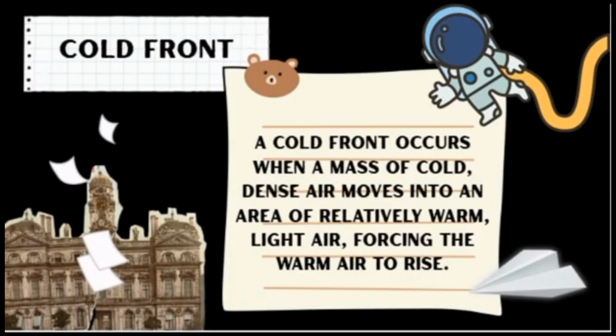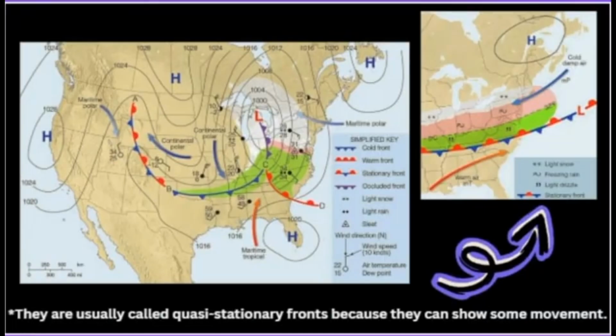Now we have the cold front. A cold front occurs when a mass of cold, dense air moves into an area of relatively warm, light air, forcing the warm air to rise. So a cold front is when a mass of cold, dense air pushes under a warm air mass, forcing it upward. This results in a steep slope and is often associated with sudden temperature drops, gusty winds, and narrow bands of precipitation, sometimes with thunderstorms. Backdoor cold fronts come from the northeast and bring unexpected cold, damp weather, especially in spring.